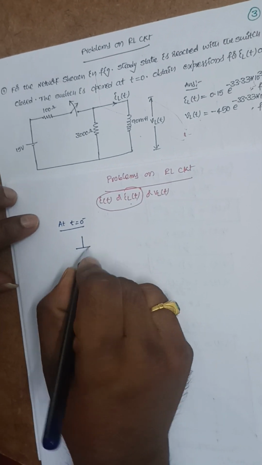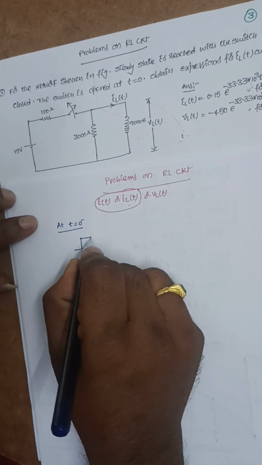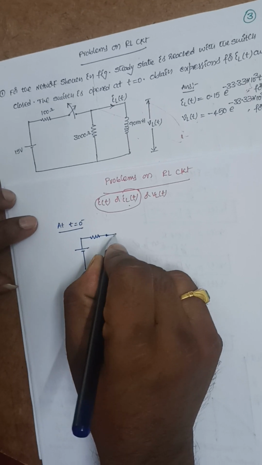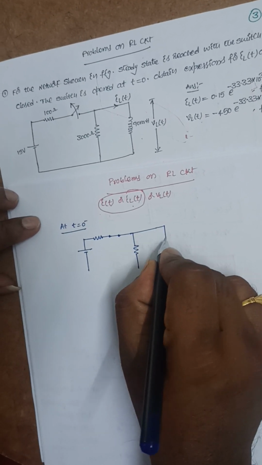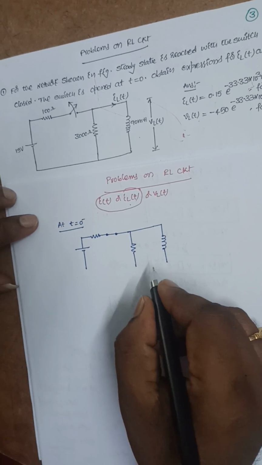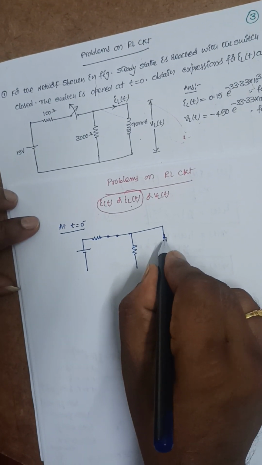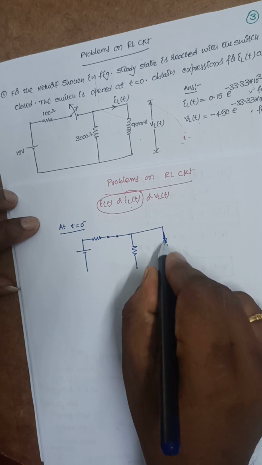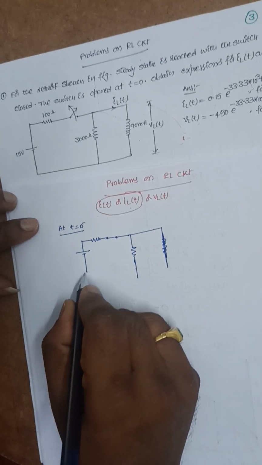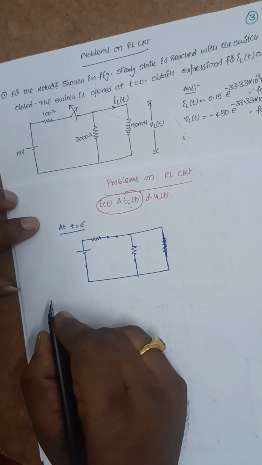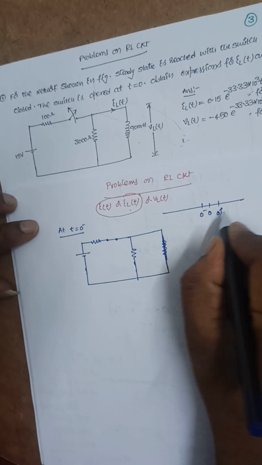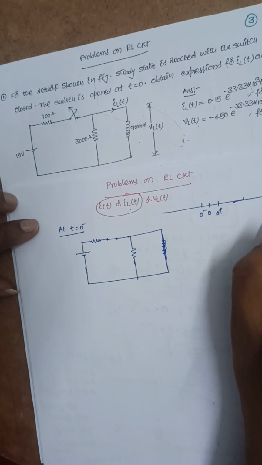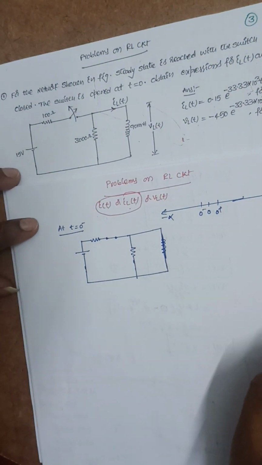So now the circuit will be like this. This is the inductance value. Under steady state condition, this inductance will act as a short circuit. The time axis runs from minus infinity through 0 minus, 0, and 0 plus.